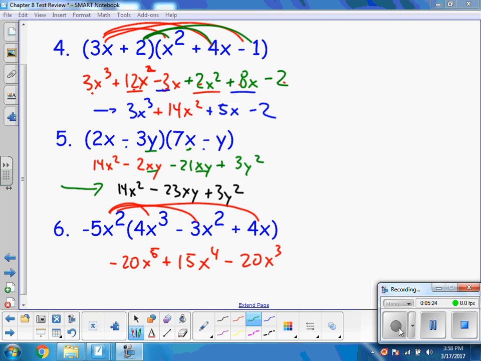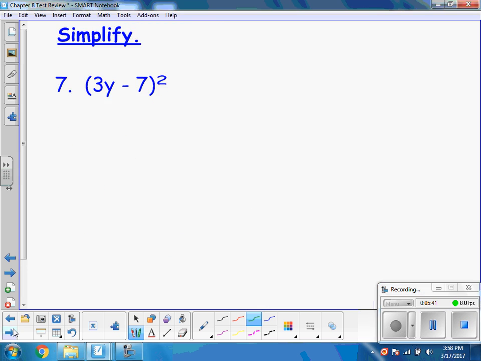For number 6, the unique thing on this one is just trying to remember that x squared times x to the third is x to the fifth. So just using some of my power rules and keeping track of my negatives. And this guy right here, number 6, we would say this is a 5th degree trinomial. That's the name of that one.